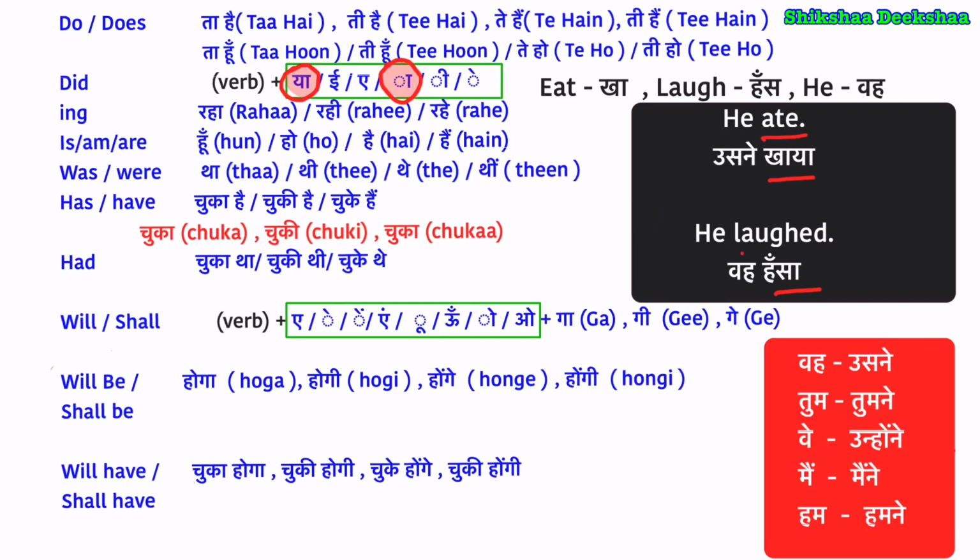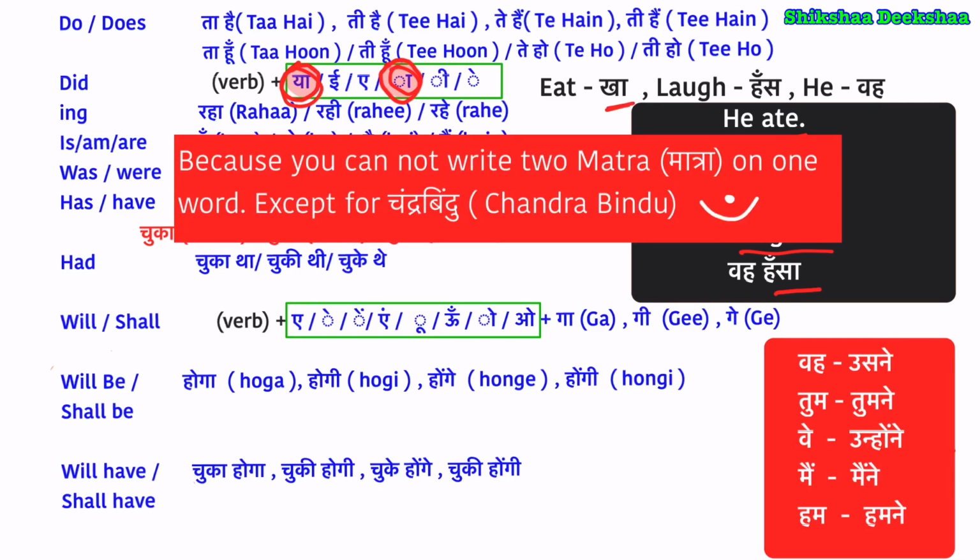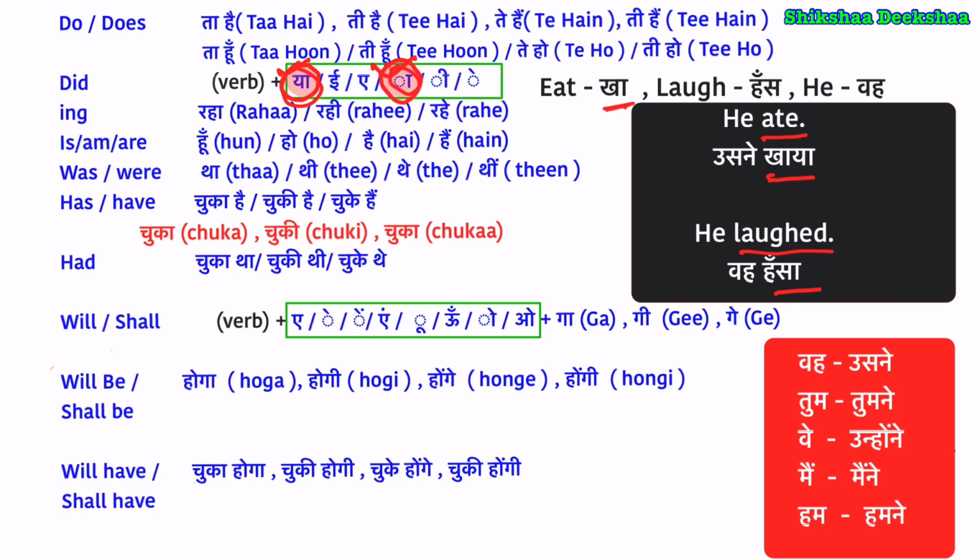Now let's get back here. Ate and laughed. Simple past tense. So you will add either ya or a ki matra to it. Now if the verb is already having a ki matra, then you will add ya after the verb. Otherwise a ki matra. That's why kha becomes khaya and has becomes hasa. So the sentences are usne khaya, vah hasa.